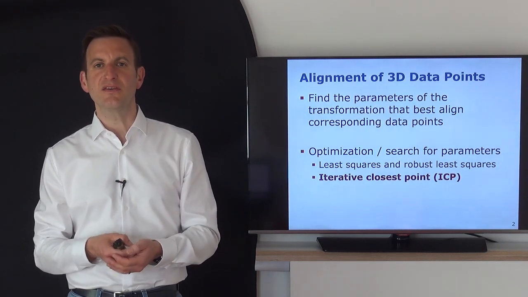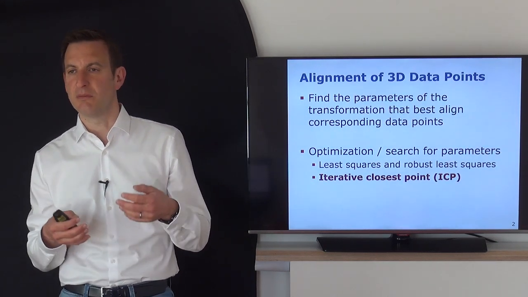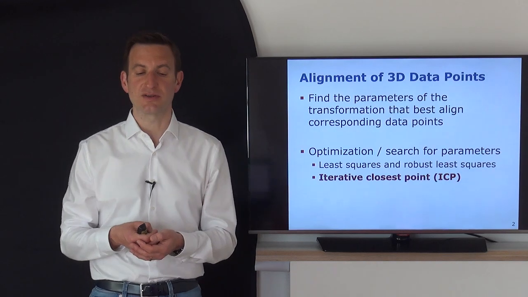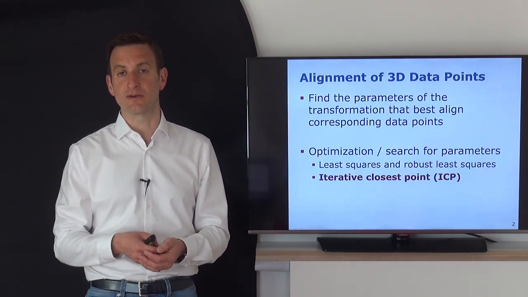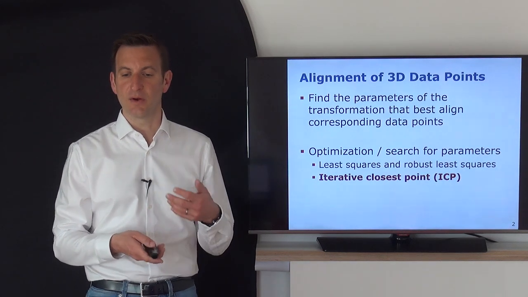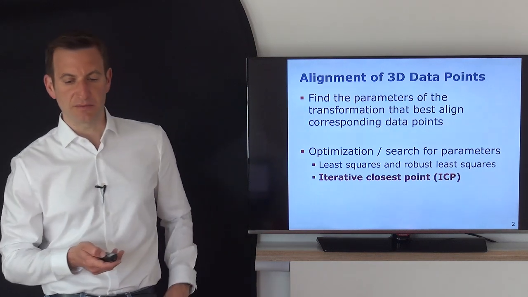And there are different techniques how we can actually solve this problem. You can treat this as a least squares problem. You can do robust least squares estimation. But a very common technique is a so-called ICP or iterative closest point algorithm. And we will get an idea today how this approach works and how you can actually implement this approach.